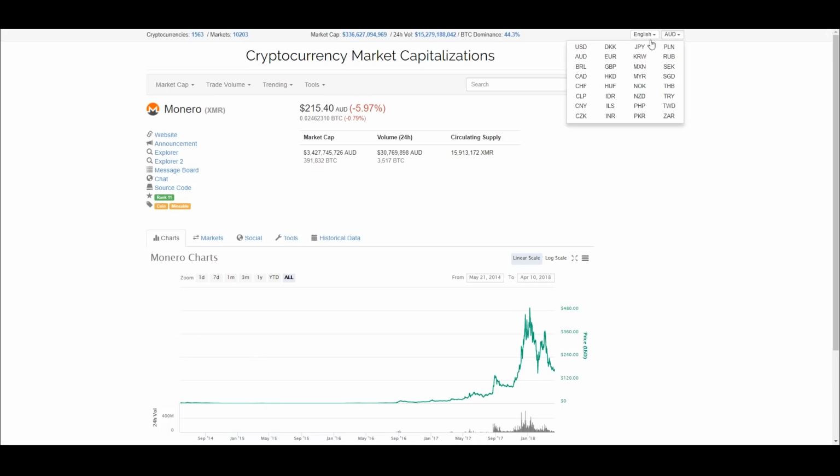Let's get into the SWOT analysis by starting off with the strengths. Now the first strength is Monero has been on the markets and actively developed since 2014, so it has a long track record and a long operational history.